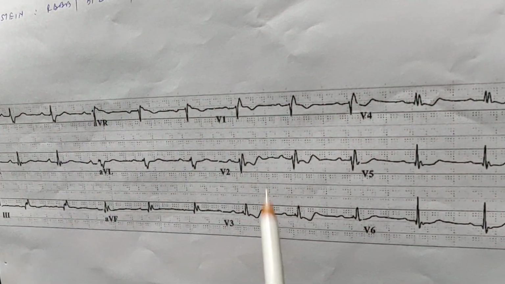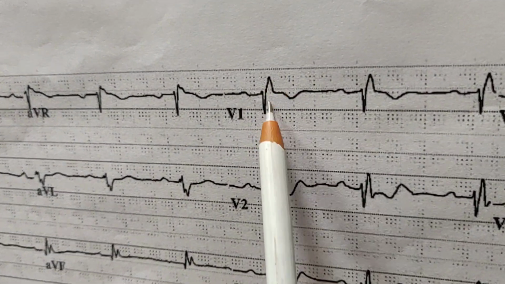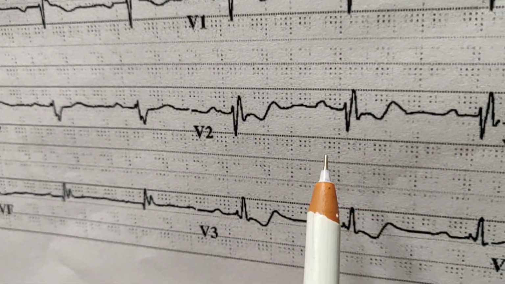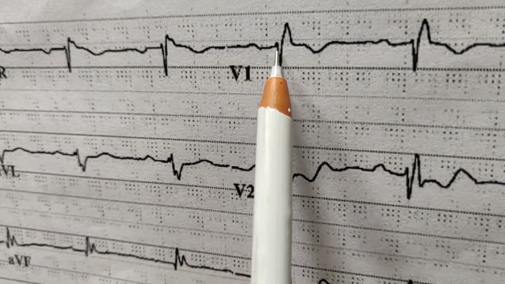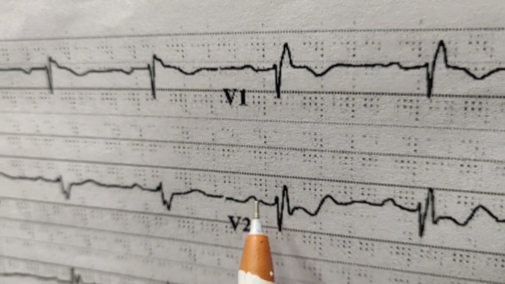Now in this ECG you can see that there is a right bundle branch block kind of pattern, and there is first degree AV block. Okay, this is the first degree AV block.